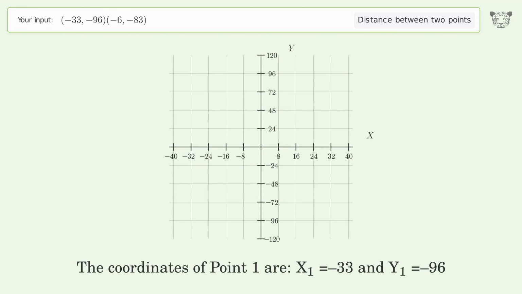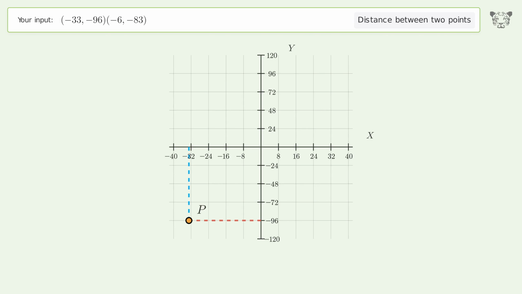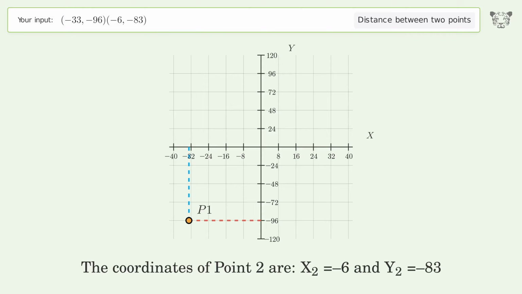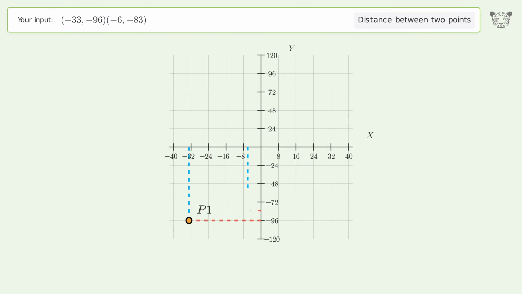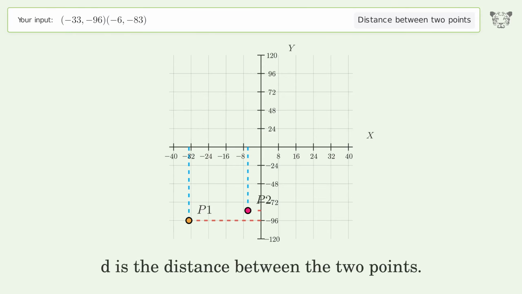The coordinates of point 1 are, x1 equals -33 and y1 equals -96. The coordinates of point 2 are, x2 equals -6 and y2 equals -83. D is the distance between the 2 points.